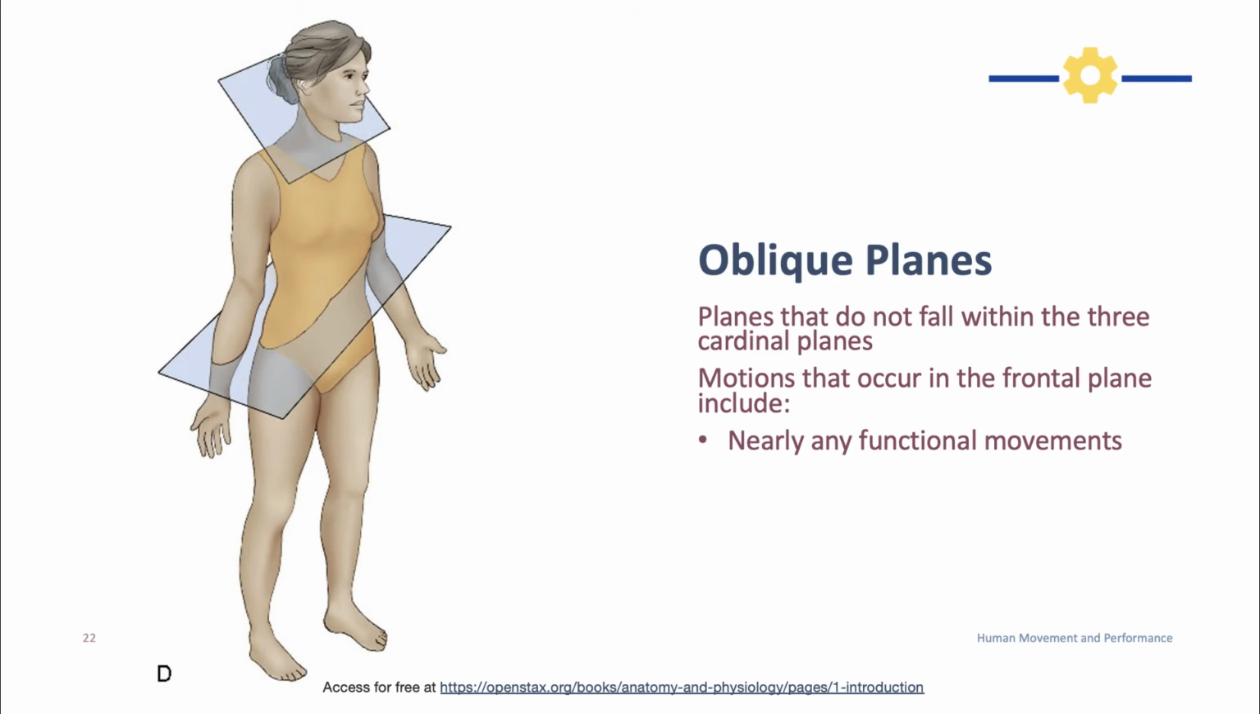So, a lot of our functional movements, such as throwing, for example, don't occur primarily in one plane. It occurs in an oblique plane because it's a combination of sagittal, frontal, and transverse plane motion. So nearly any functional movement is actually a combination of these different planes of movement.